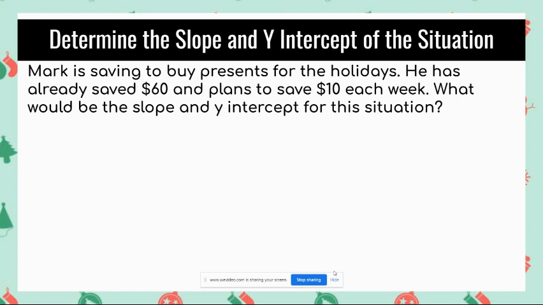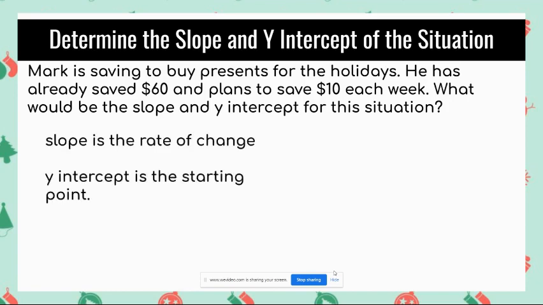The last one we're going to talk about is determining the slope and the y-intercept from a situation. Mark is having to buy presents for the holidays. He has already saved $60 and plans to save $10 each week. What would be the slope and y-intercept for this situation? Well, slope is our rate of change, what's happening over and over and over again. And the y-intercept is the starting point.